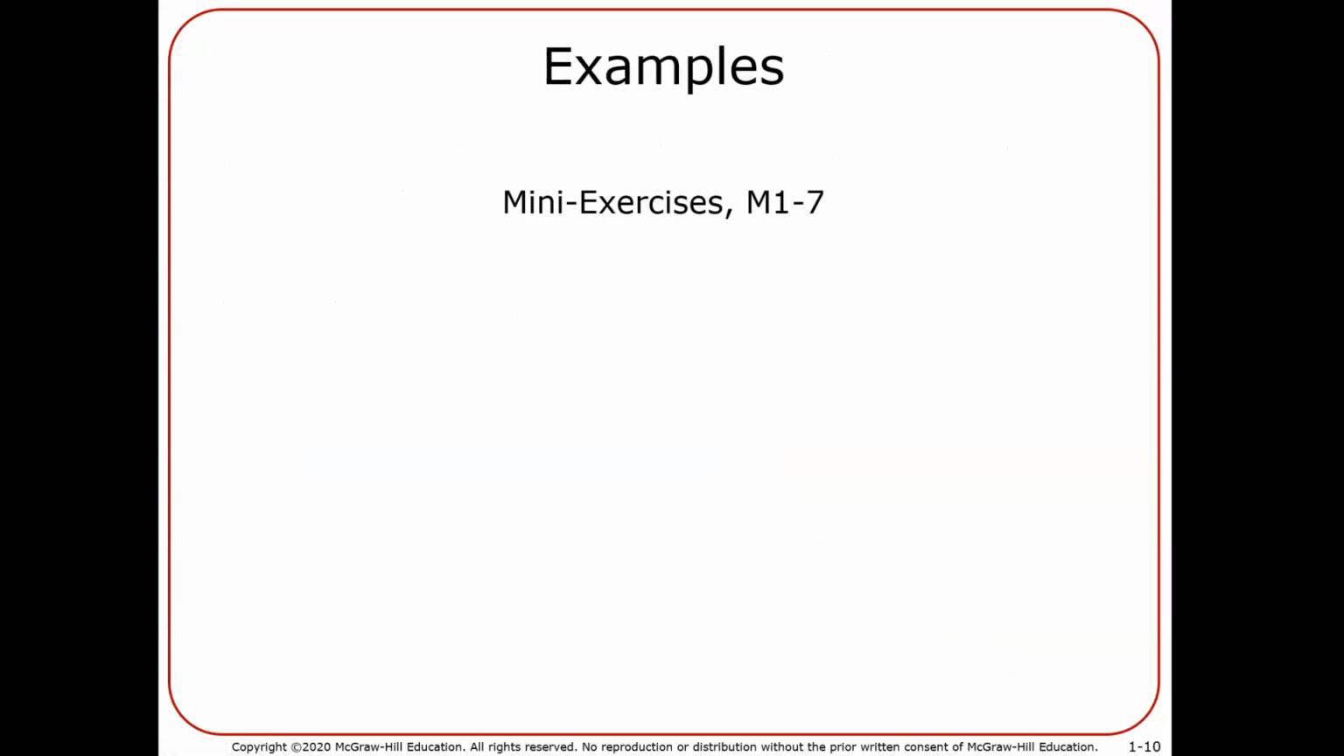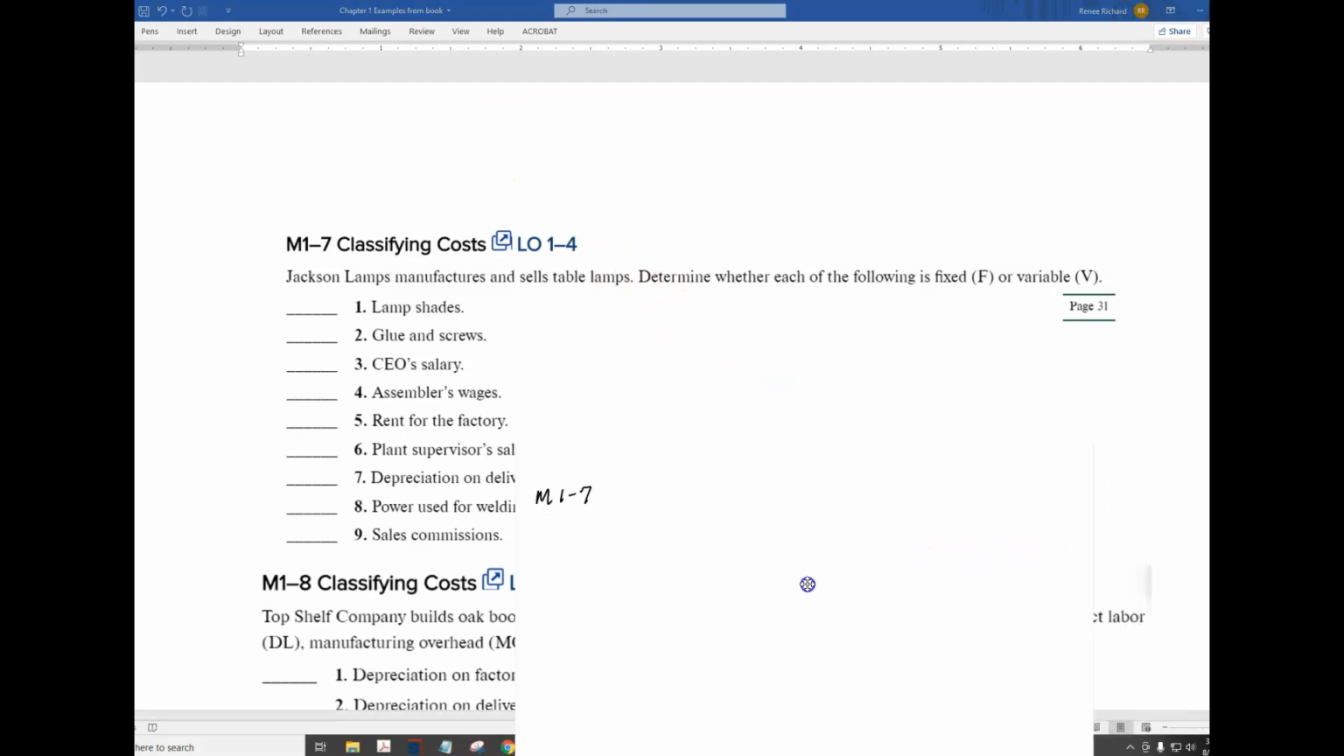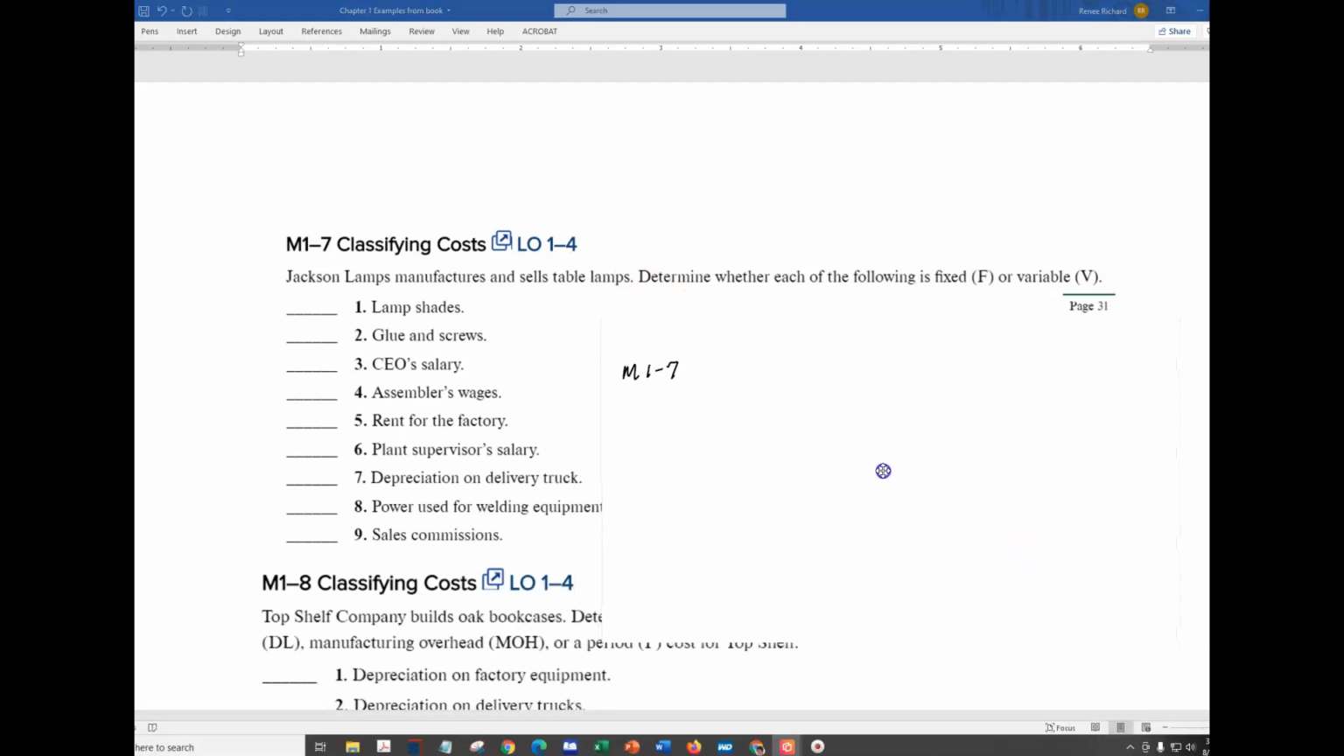Let's look at an example of that. You can actually pull this up in your textbook, and I'm going to just move this stuff over so you can see it. You can pull this problem up in your textbook, and I'm actually going to write this problem out, and I'll post the solution. I'll post what I write as well. So M1-7, which is mini exercise 1-7 in your textbook.